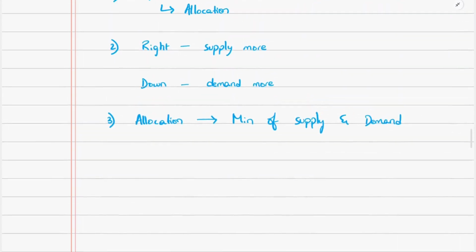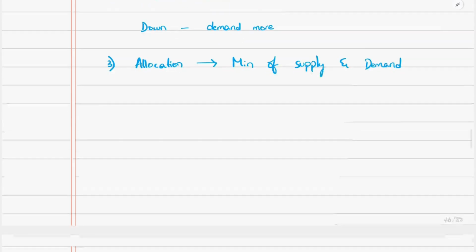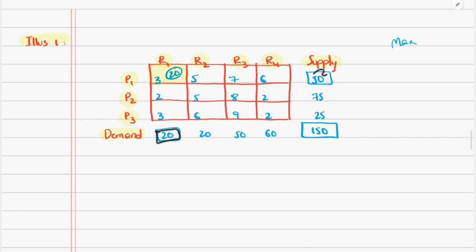Before, if you remember, when we talked about allocation, we said we always choose the minimum of supply and demand. This is what I meant when I said that. Here, if you observe, the demand is 20 units, the supply is 50 units, and we chose the minimum of supply and demand, which is 20 units, and we made allocation here. Right. So with this allocation, what happened?